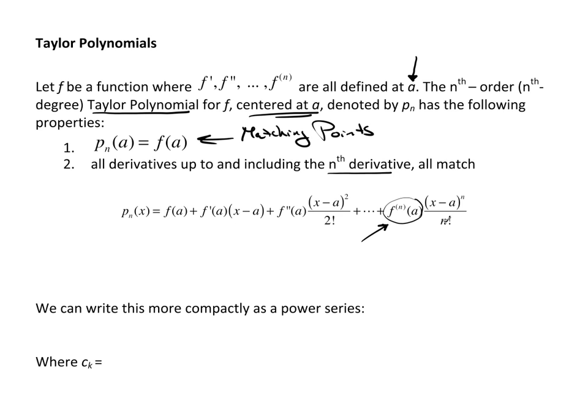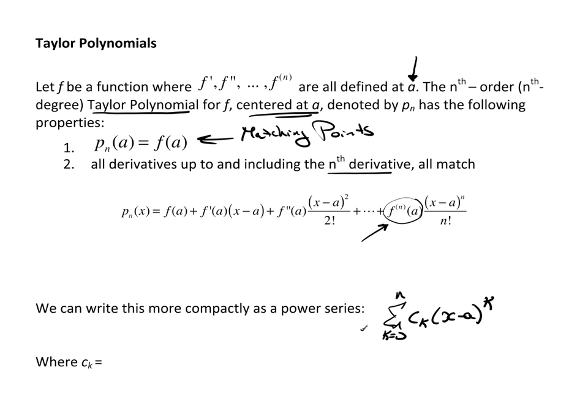Now, we can write this whole thing much more compactly as a power series. And I'm going to write this as the sum, k equals 0 to n. This is not an infinite series. Of c_k, which is some constant, times (x minus a) raised to the k. So this is a power series.